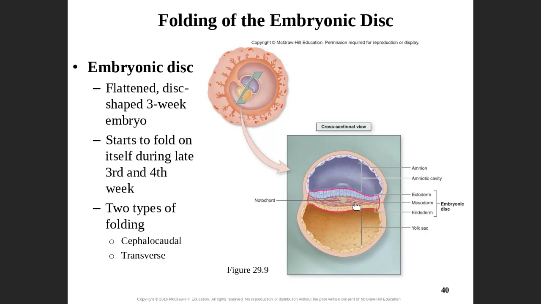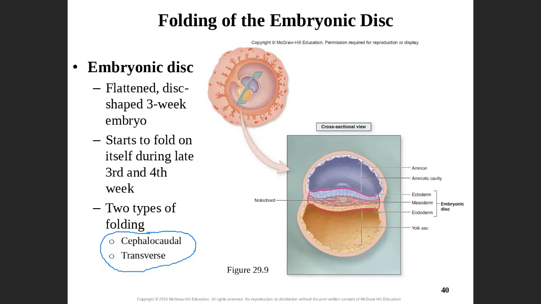Now we're going to see what happens as we start to transition towards our fetal stage. In order to get to that fetal stage, our embryonic structure is going to start to take on a humanoid shape. But in order to do that, it needs to undergo folding. There are 2 types of folding that occur: cephalocaudal folding and transverse folding. I'm sure from the terms you can kind of guess what that means.